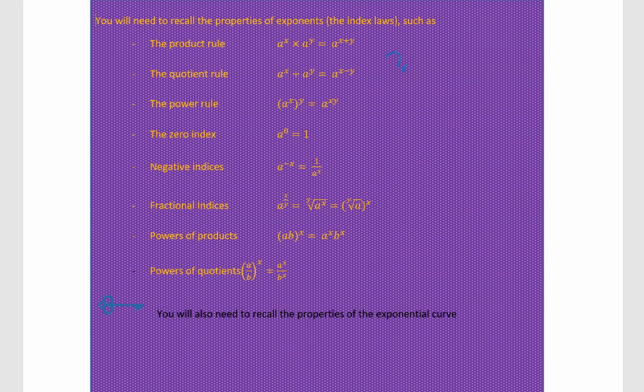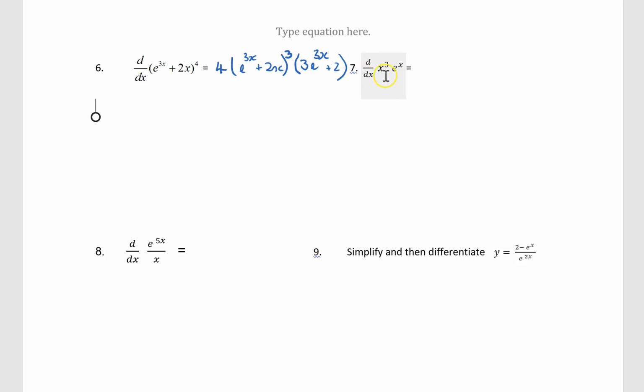When we look at question 7, hopefully you see a product of functions. Sorry, it's asking you to differentiate x cubed, and there's a multiplication sign in there, times e to the x. Now they are two separate functions. x cubed is a function in x, e to the x is a separate function in x. They're being multiplied, so we must use the product rule.